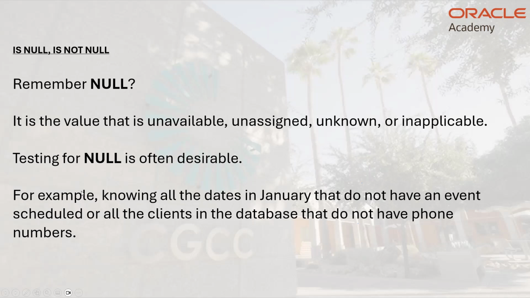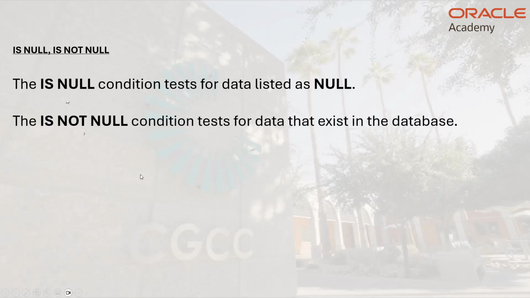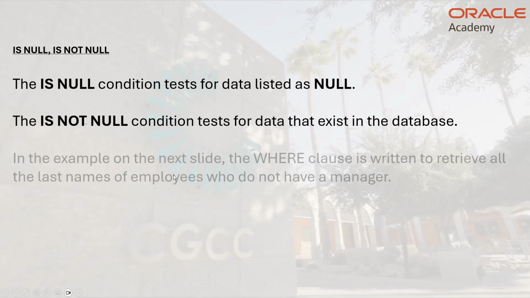In our database, it does show up as null, but in many databases it'll show up as an empty space or a dash. So if you want to test for null, the condition is IS NULL, and it basically tests to see what data is listed as null. If you want to eliminate nulls, use the key phrase IS NOT NULL, as we saw before. Use this a lot when you don't want to display the null values in your result table.